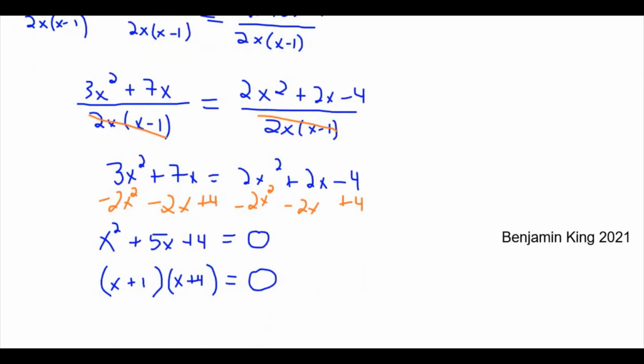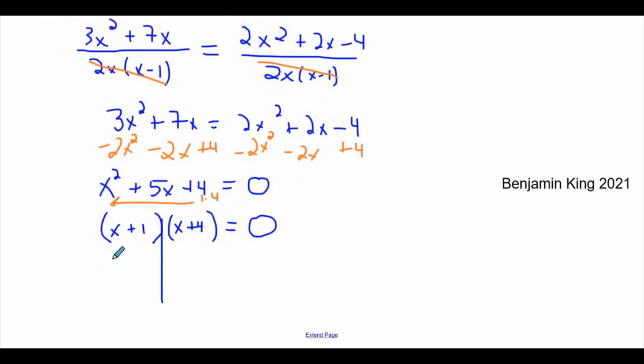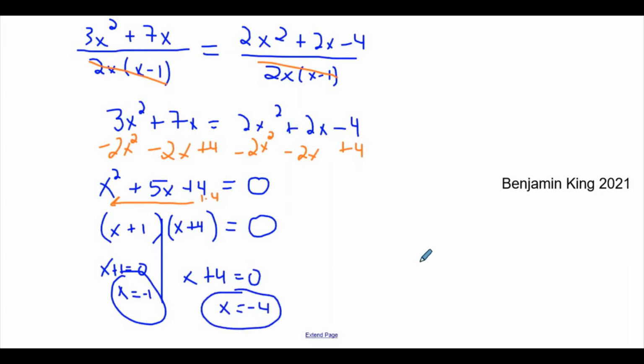Okay, so again, 4 is 1 times 4. If I go this way using addition, it would be 1 and 4. Then I use the zero product property to set these equal to 0. So x plus 1 is equal to 0, so x is negative 1. That is one of the solutions. And x plus 4 equals 0, so I would get x equals negative 4. That is one of the other solutions, potentially.